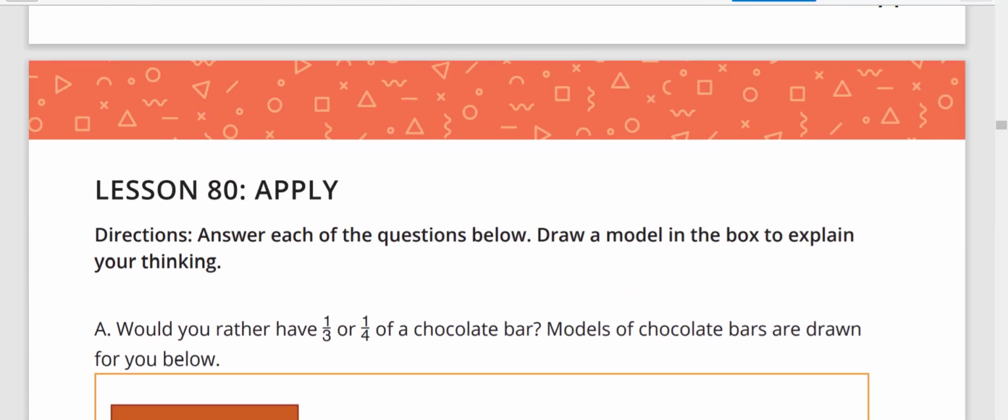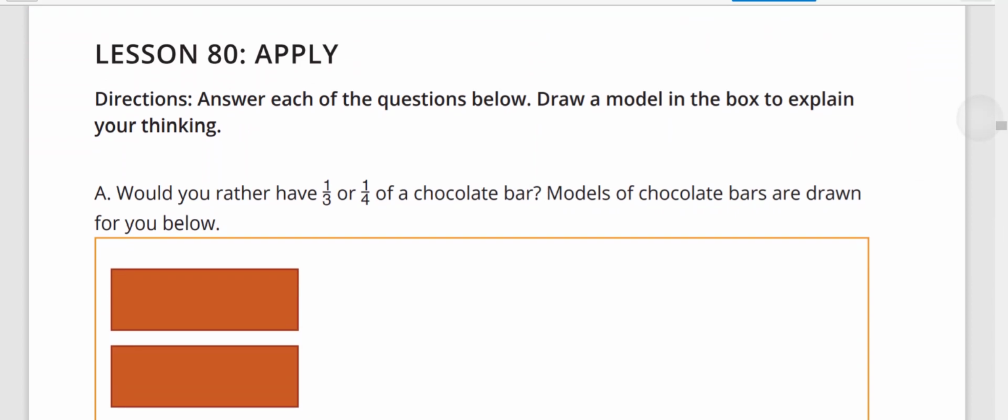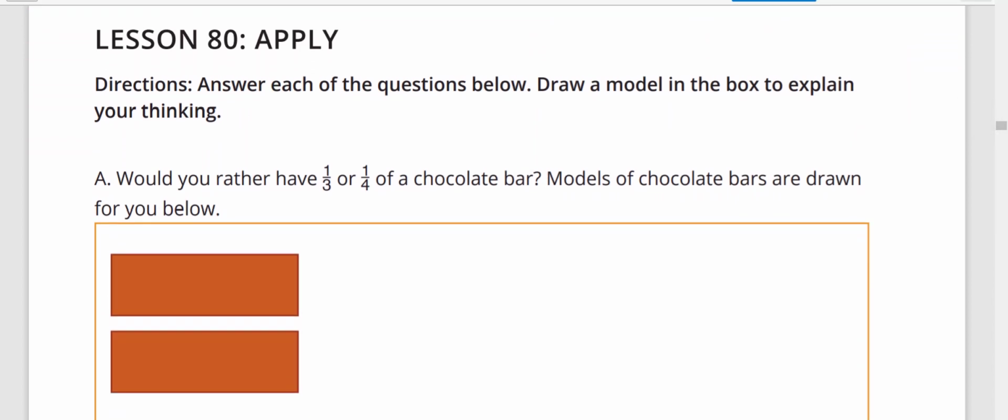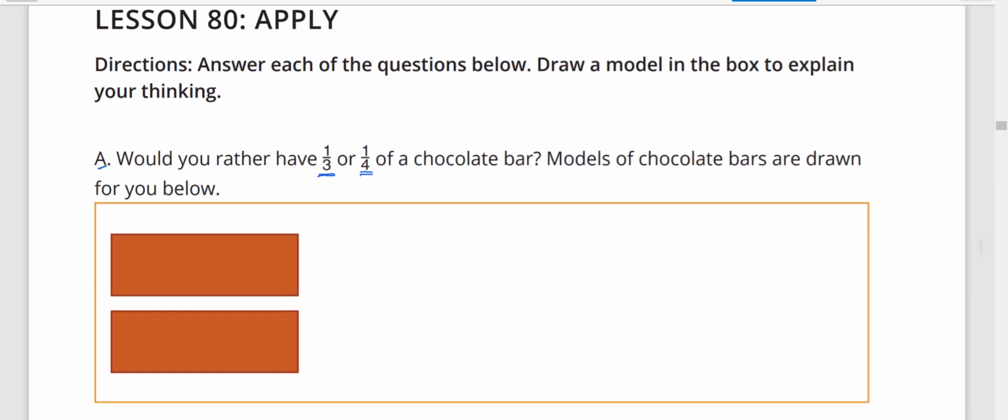The next page. Directions. Answer each of the questions below. Draw a model in the box to explain your thinking. A. Would you rather have a third or a fourth of a chocolate bar? Models of chocolate bars are drawn for you.